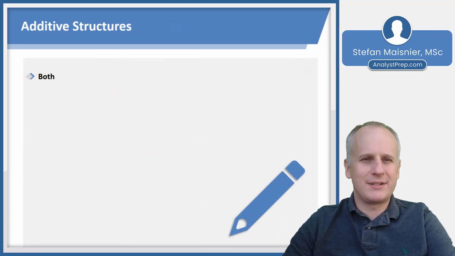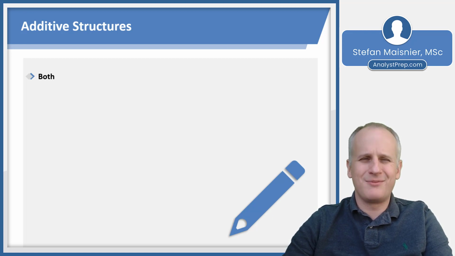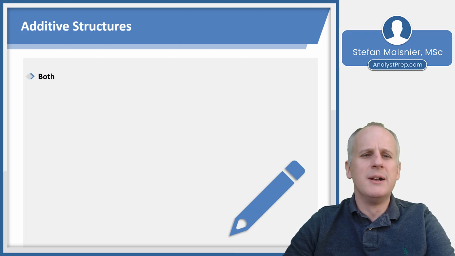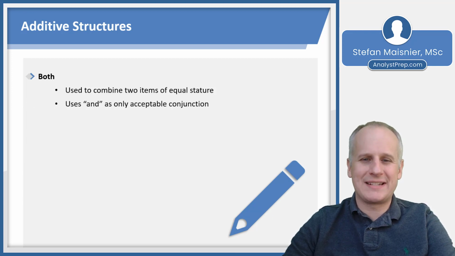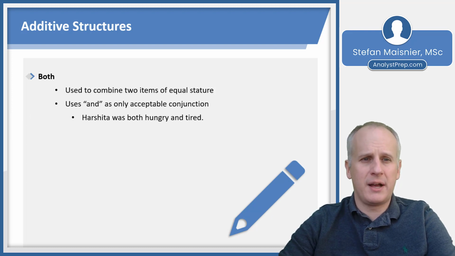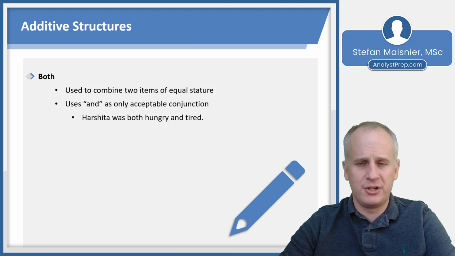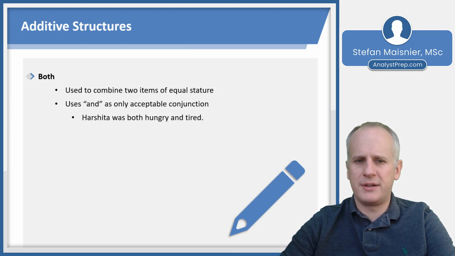So now let's talk about just some additives. So these are ways to combine two items or more items. In most cases here, it's going to be two, though. So both. This is used to combine two items of equal stature. So you'll have to use and as the only acceptable conjunction. You can't say both this as well as that. It's just both this and that. So Harshita was both hungry and tired. We're just saying that the two feelings of being hungry and tired are equivalent, and Harshita was both of those things. Simple enough, probably the most straightforward of our common additive structures that we'll see on the test.